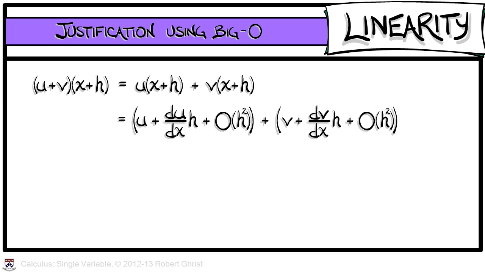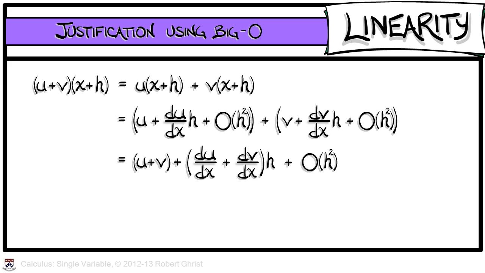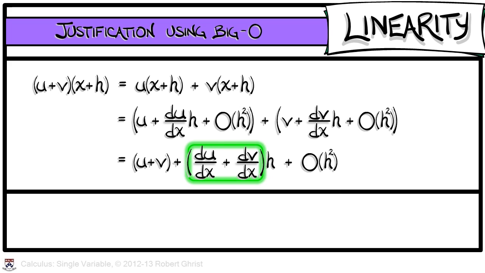Likewise with v. Now, let's rearrange this sum by ascending order of h. The zeroth order terms are u plus v. What are the first order terms, those that have an h? Well, on the left we have du dx, and we add to it the term from the right, dv dx. Everything else is something in big O of h squared plus something in big O of h squared. That is in big O of h squared, naturally. So we see that the first order coefficient is the sum of the derivatives, as expected.